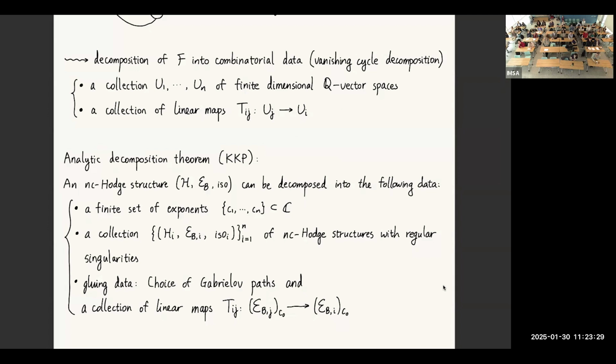It says that a non-commutative Hodge structure, this vector bundle H, local system E, and the isomorphism, can be decomposed into the following data. First, we remember these finitely many points, C1 to Cn in the complex plane. And then we decompose this non-commutative Hodge structure into a collection of non-commutative Hodge structures with regular singularities. Now there are no more irregular singularities. Now it's just a collection of them with regular singularities. And then we have gluing data.